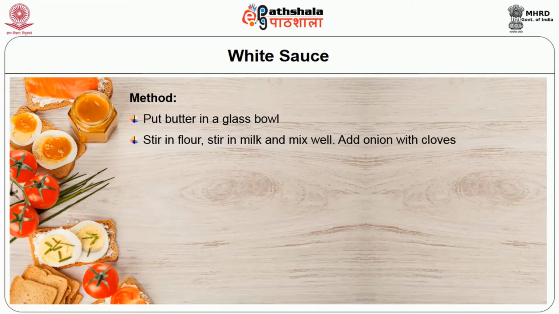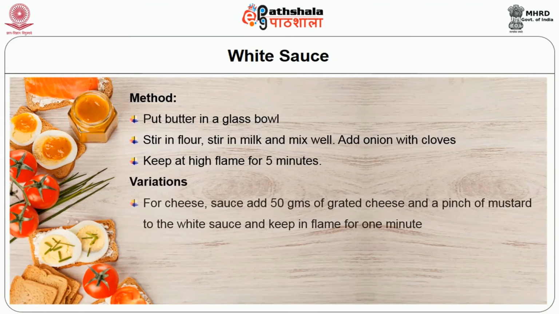Add the onions with cloves, keep at high flame for 5 minutes, cook thoroughly and then it is ready for serving. For cheese sauce, add 50 grams of grated cheese and a pinch of mustard to white sauce and keep it in low flame. Only the difference is we will be adding cheese to this.